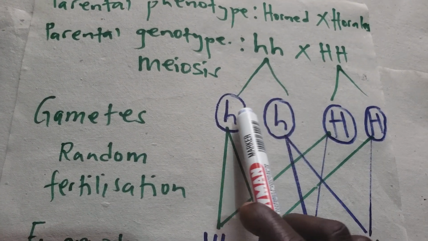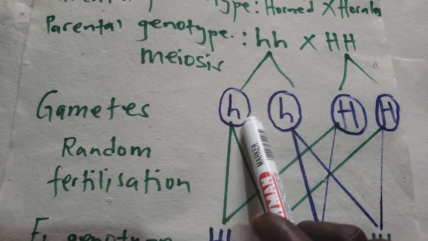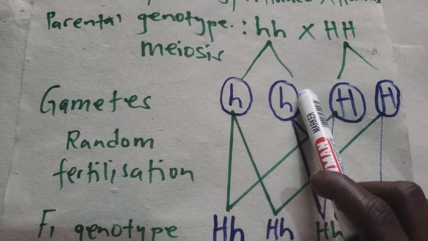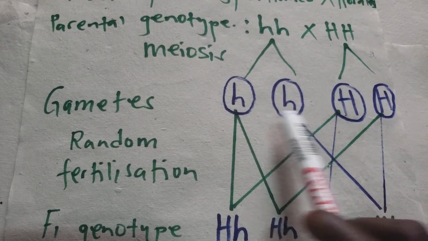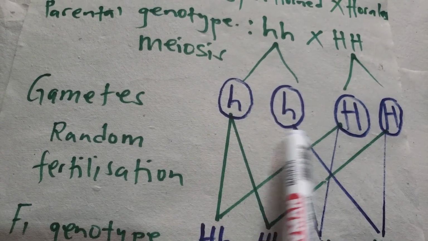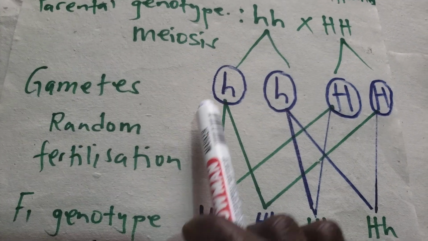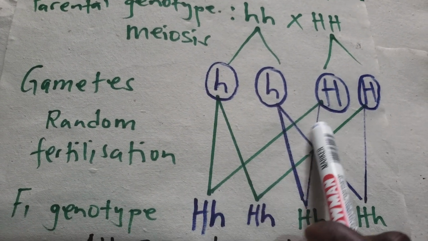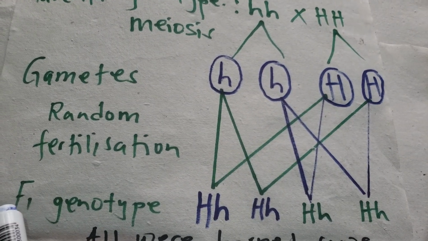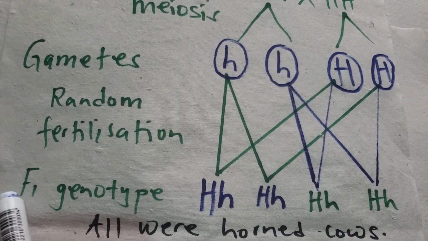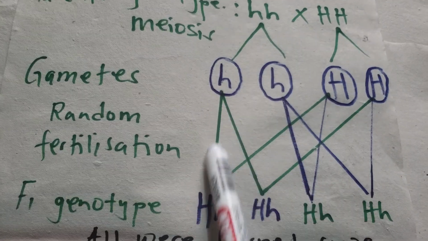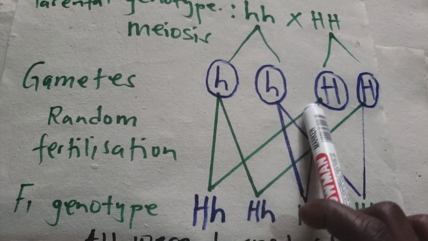This one separates like this. It is very important to put a ring near each gamete. After meiosis occurs, it gives four daughter cells. Then you have random fertilization. So the small h goes with the capital H, and this one goes with the other one. So here we can have the genotype of the F1 offsprings. Here small h goes with the capital H.